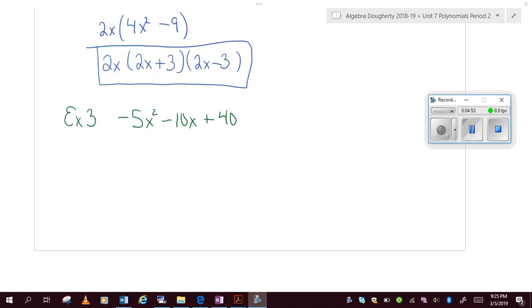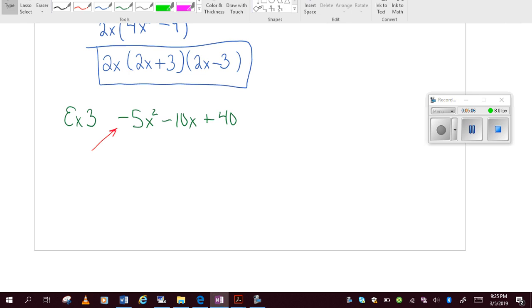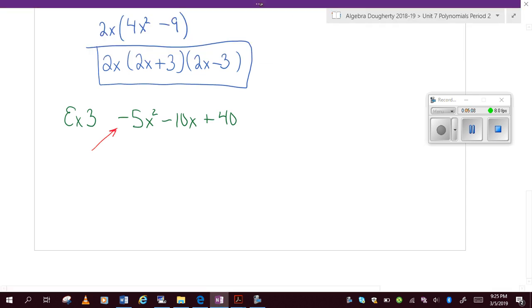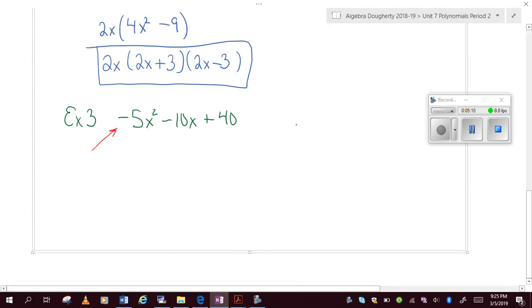Let's look at a third example. Negative 5x squared minus 10x plus 40. Now remember when we talked about having a leading coefficient that was negative. It's very difficult to factor a leading coefficient that's negative, so we're going to factor out the negative sign. We're going to include that as part of our GCF.